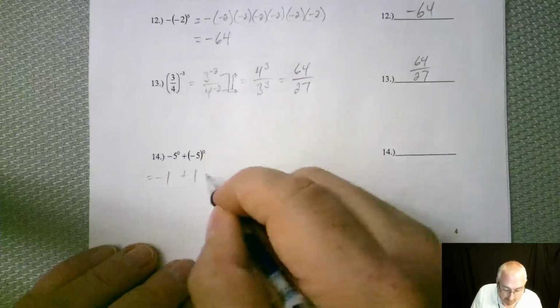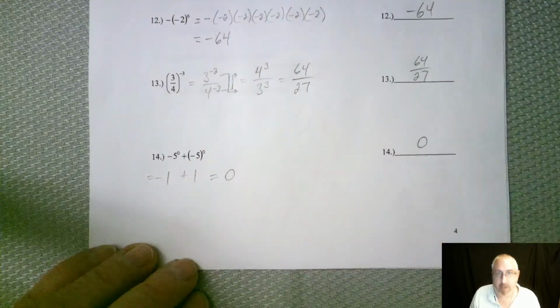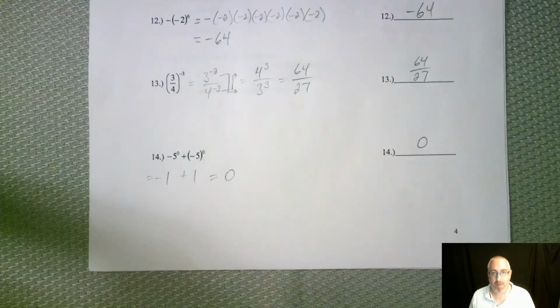So negative 1 plus 1 is 0. So that was a quick one, but easy to make a mistake on too, so be careful.